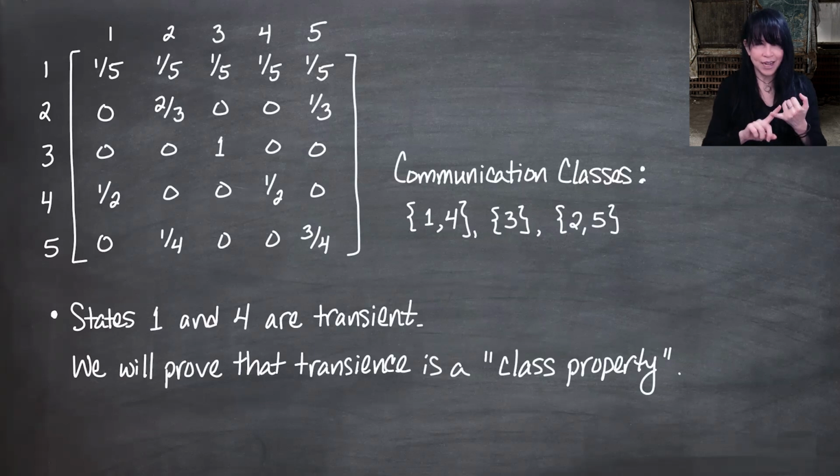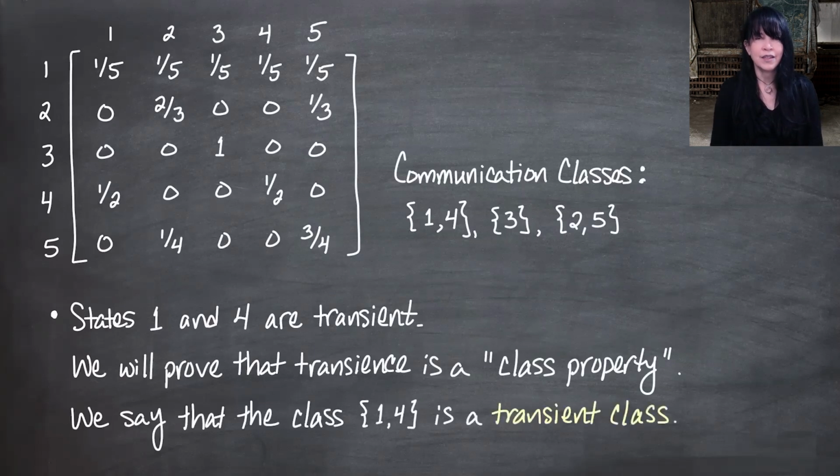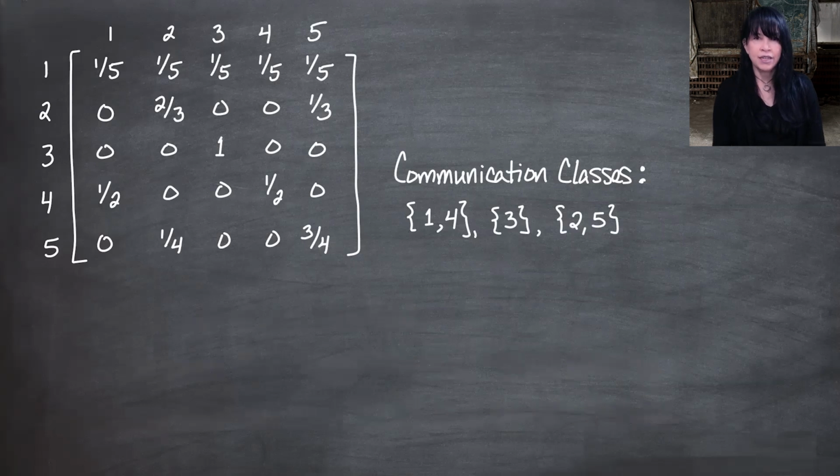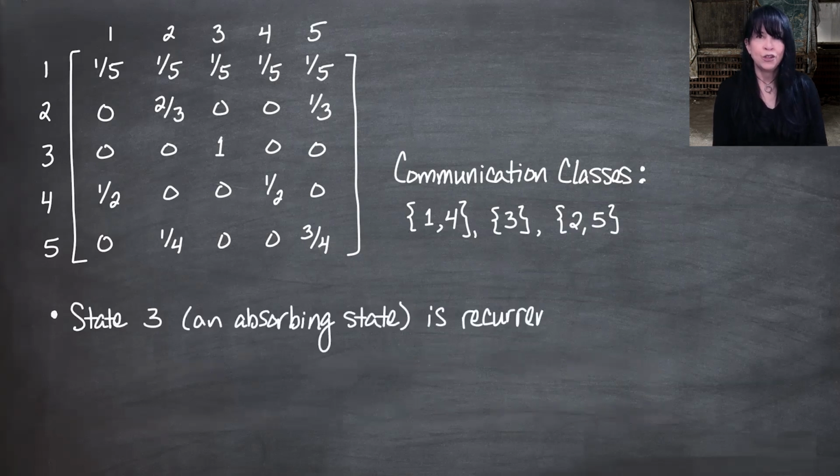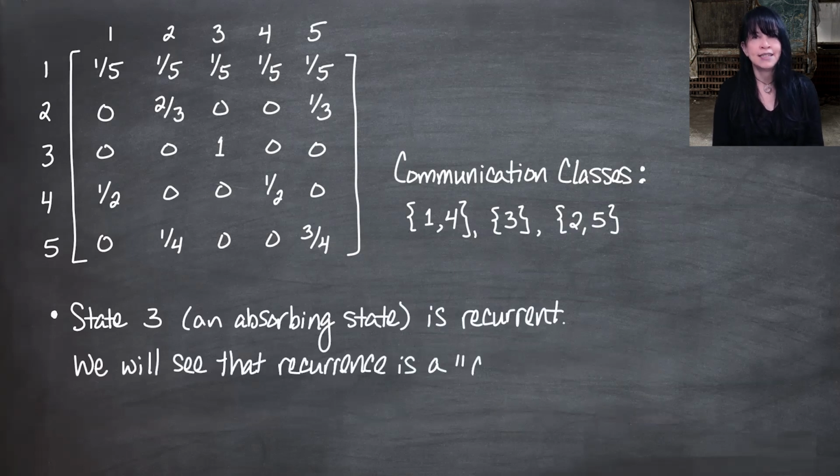So we say that state 1 and state 4 are transient states, and the entire class we call a transient class. State 3, which happens to be an absorbing state in this example, is a recurrent state. You will return with probability 1, and this is a really strong form of recurrence, if you will, because you are stuck there and not going anywhere. So you're definitely returning with probability 1. And we are going to see that recurrence is a class property.